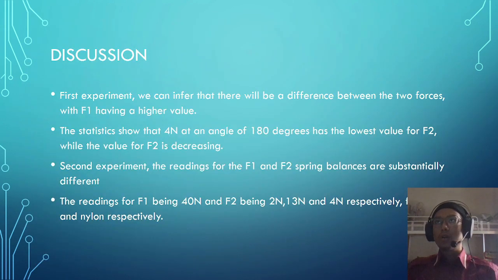For the discussion, for the first experiment, we can infer that there will be a difference between the 2 forces, with F1 having a higher value. The statistics show that 4 Newton at an angle of 180 degrees has the lowest value for F2, while the value of F2 is decreasing. Meanwhile, for the second experiment, the readings for F1 and F2 on the spring balance are substantially different. The reading for F1 is 40 Newton, and F2 is 30 and 4 Newton for hemp and nylon respectively.